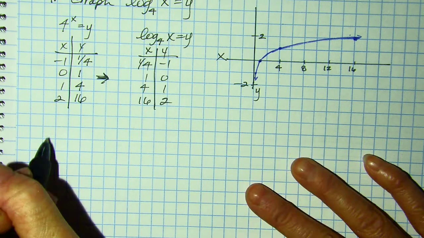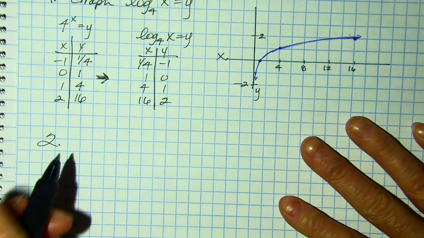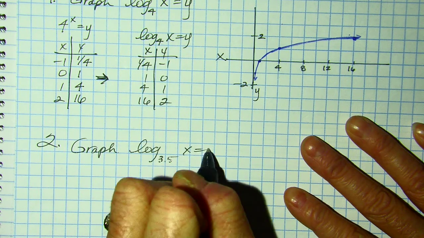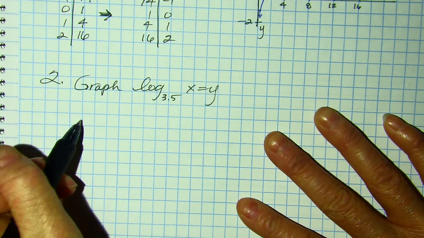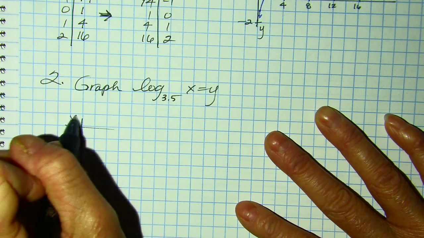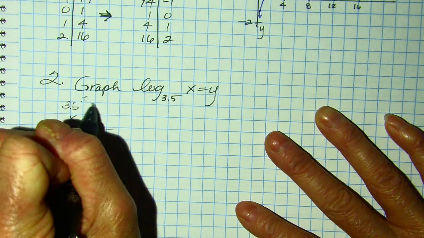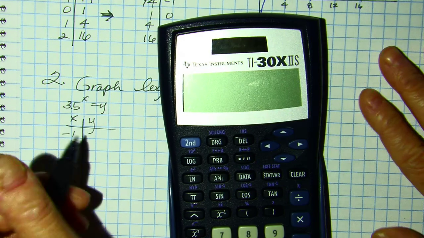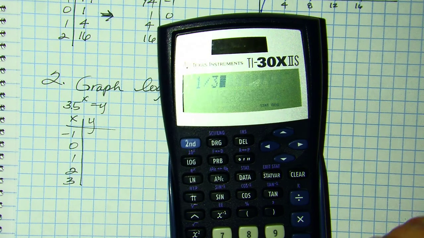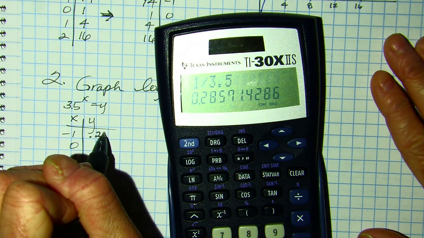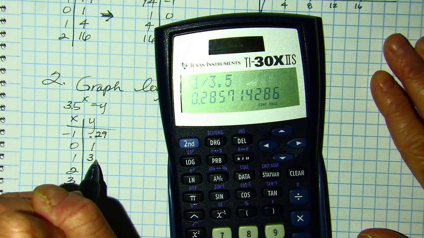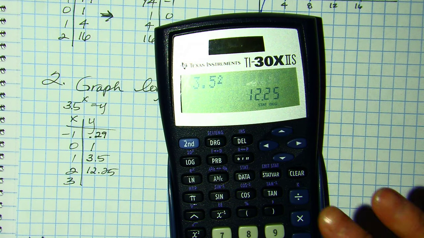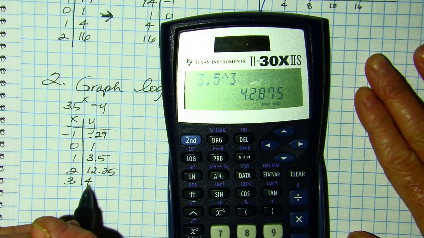All right, number 2. Sketch the graph of the log base 3.5 of x equals y. So if you're not given a nice number, then you're probably going to need a calculator. And I'm going to do 3.5 to the x equals y. So -1, 0, 1, 2, maybe even 3. If I plug that in, this would be 1 divided by 3.5, this would be 0.29. This would be 1. This would be 3.5. What's 3.5 squared? 12.25. 3.5 to the third is 42.8. Yeah, I'm not going to graph that.